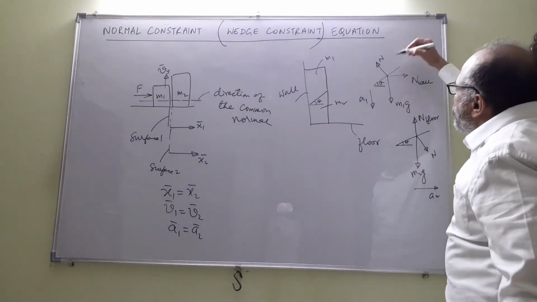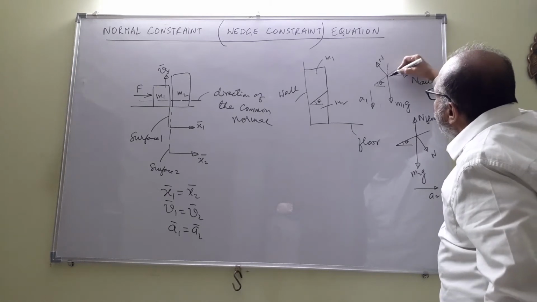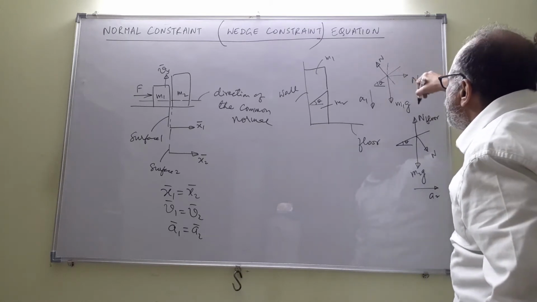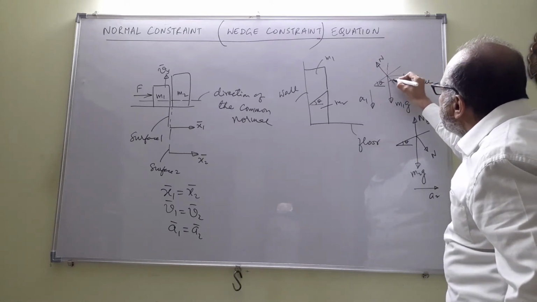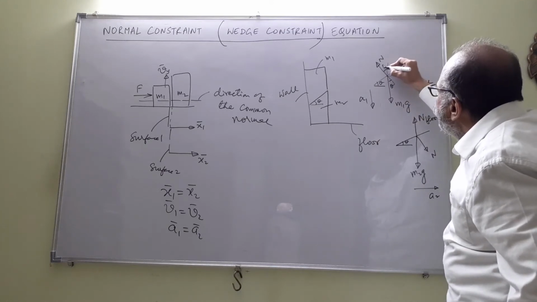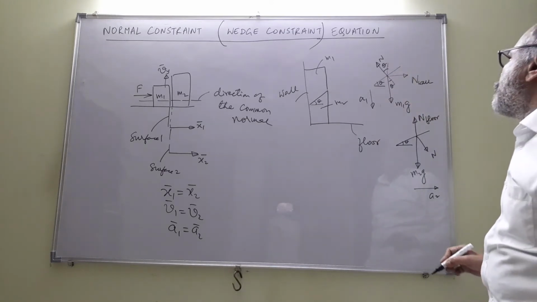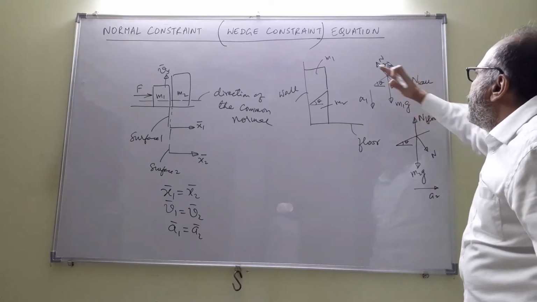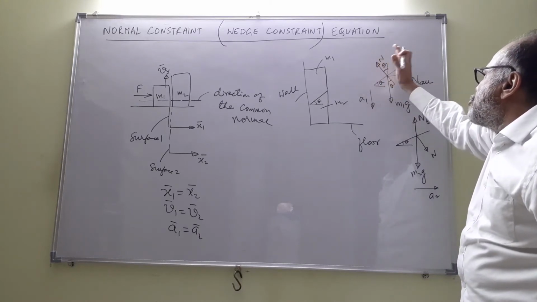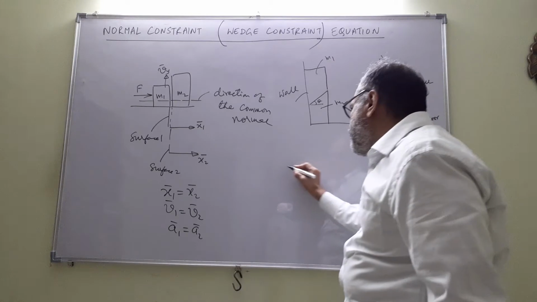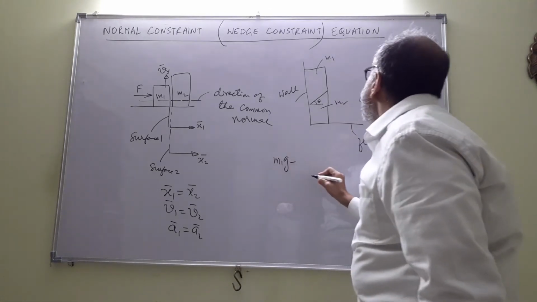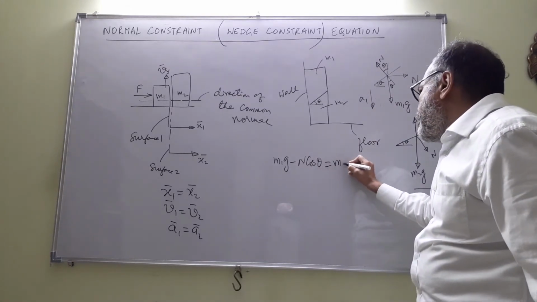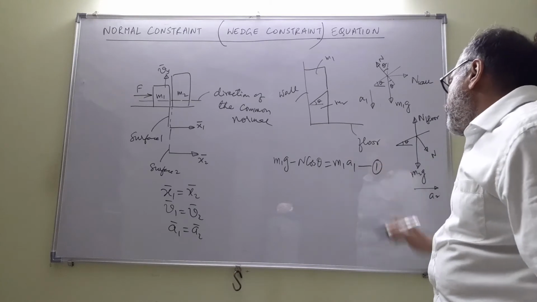So let us resolve this. If I extend this vertical and this normal line, this angle would be theta. So along the vertical you have m1g downward and n cos theta, that is also in the vertical direction. So for this we can write m1g minus n cos theta is equal to m1 into a1. That would be the first equation.